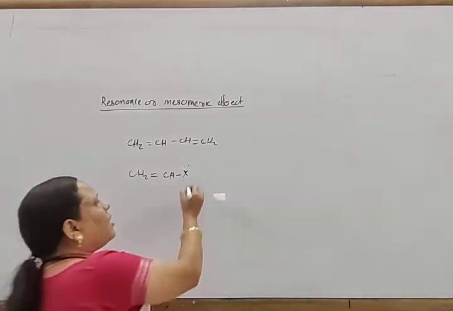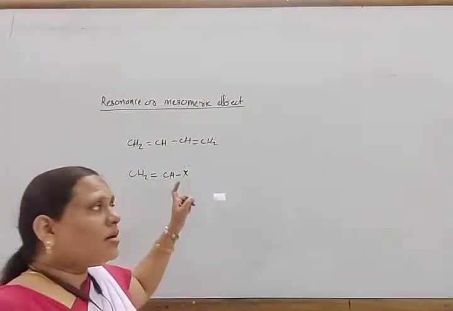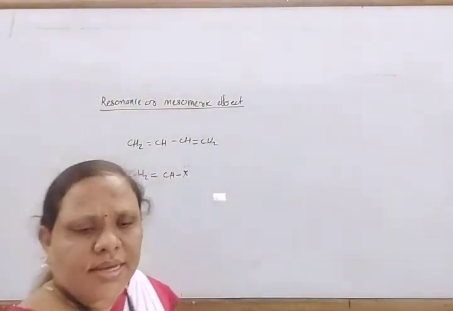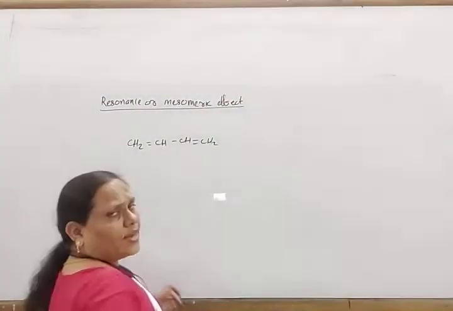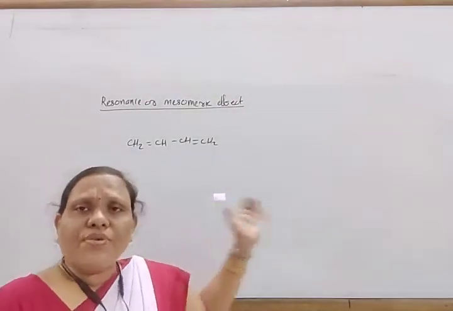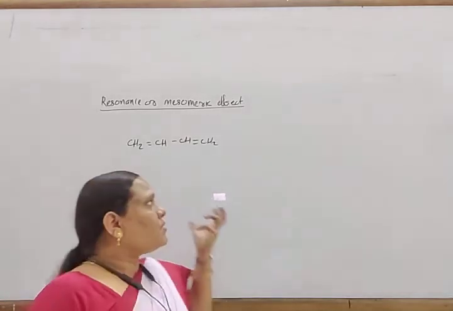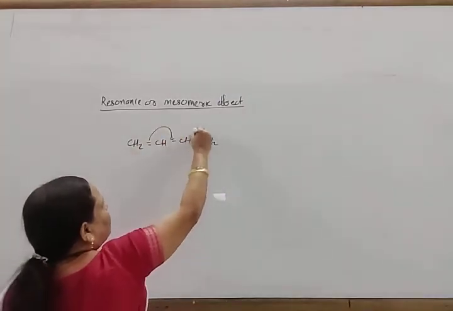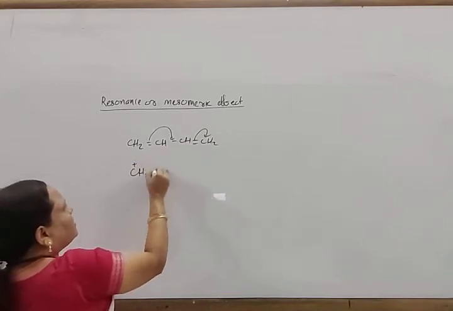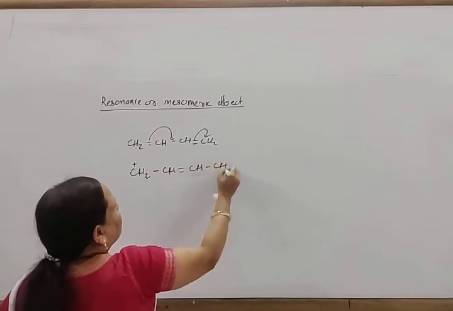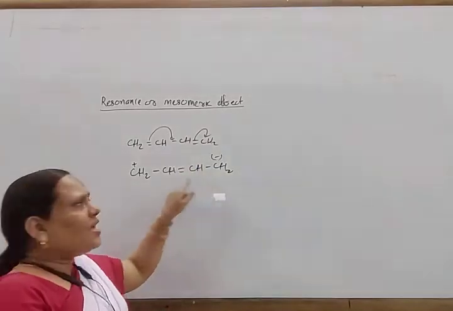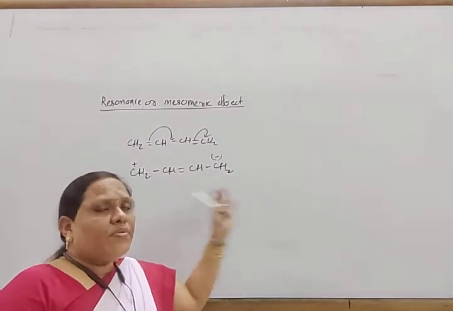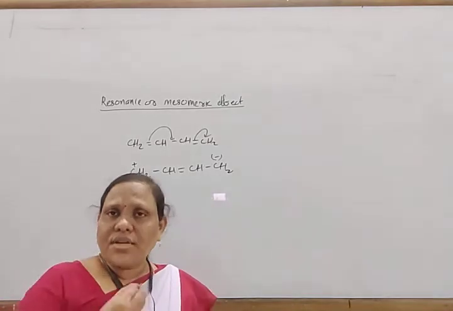If resonance is there, we have already discussed how to write the resonating structures. Look here. Due to resonance, the flow of electrons takes place. Due to this flow of electrons, electron density increases at some atoms, and in some cases electron density decreases. So we can write CH2 plus, CH=CH, and CH2 minus, where the electron density decreases at one end and increases at the other. This effect is called the resonance effect or mesomeric effect.